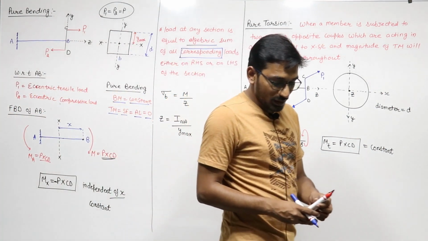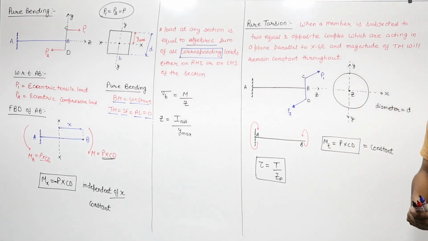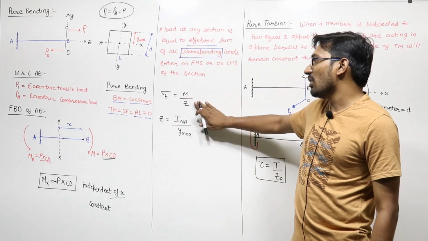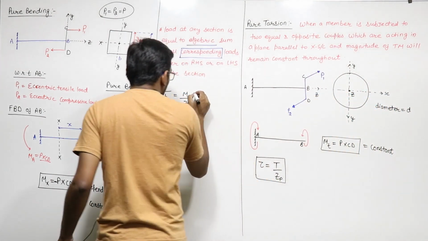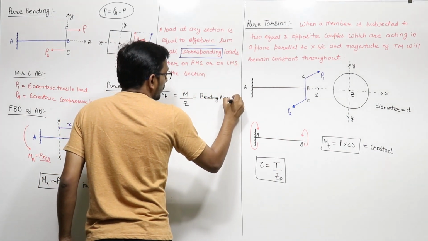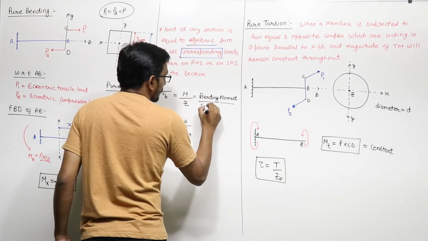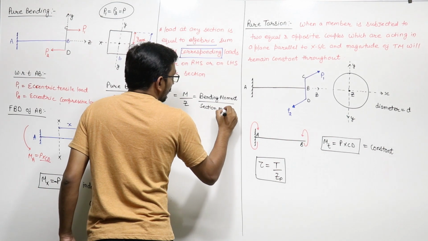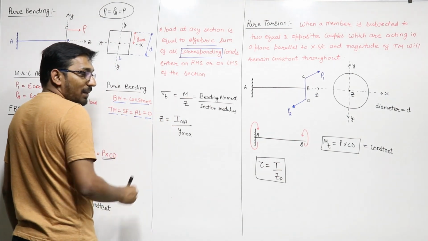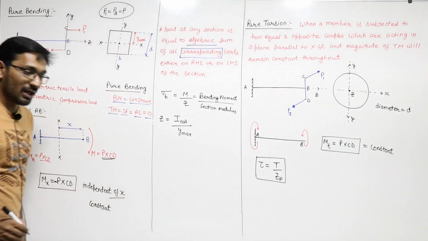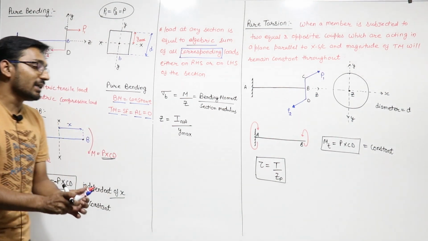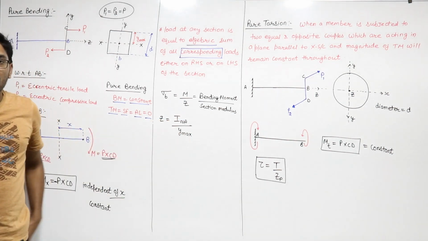Now, if you want to calculate the bending stress in this case, the bending stress formula is your bending moment upon section modulus. This is your bending moment upon section modulus. We'll say that section modulus is your moment of inertia about the neutral axis, I_NA, divided by the maximum distance of the fiber from the neutral axis, Y_max, right? We'll see later on how to calculate I_NA and Y_max.